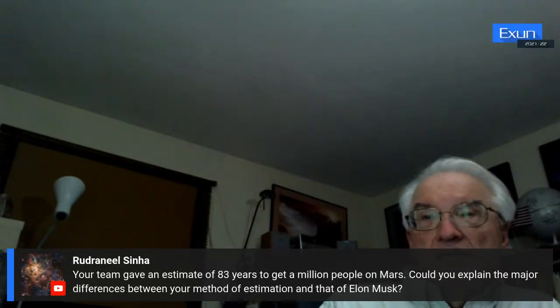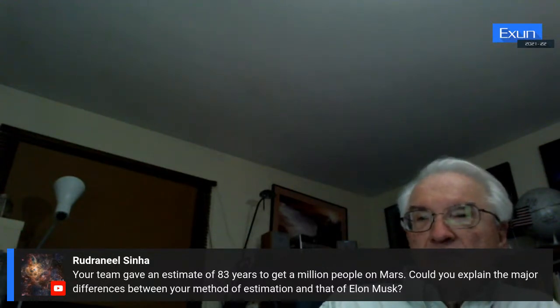Your team gave an estimate of 83 years to get 1 million people on Mars. Could you explain the major differences between your method of estimation and that of Elon Musk?